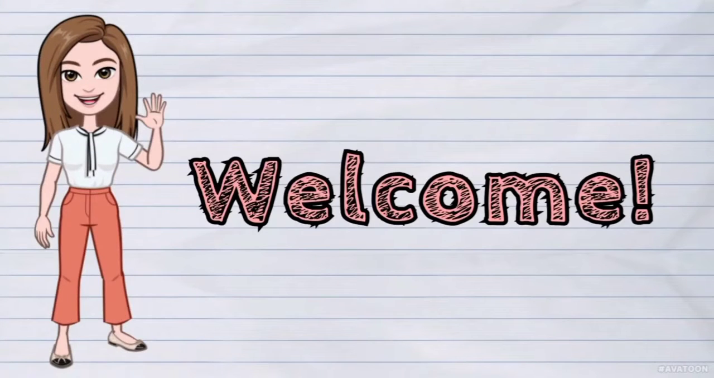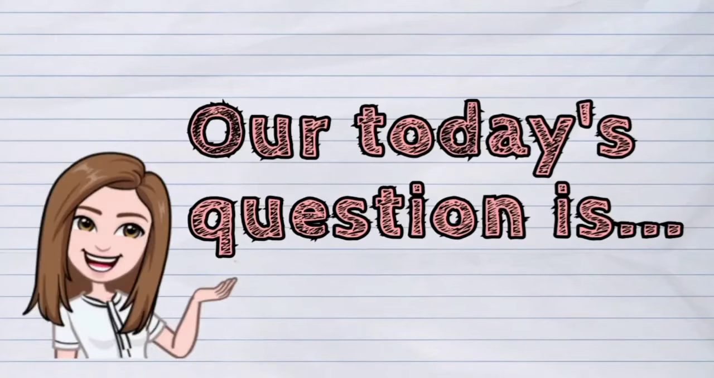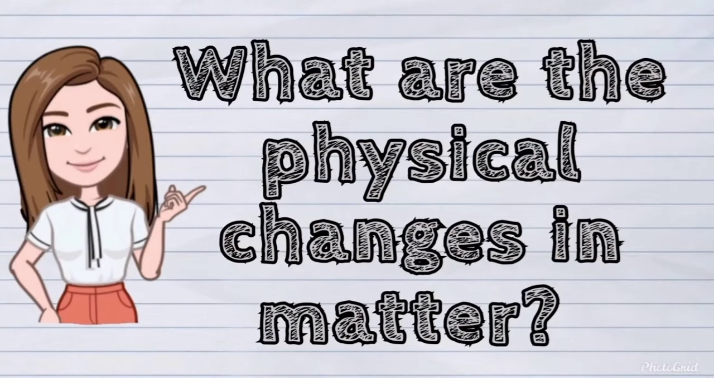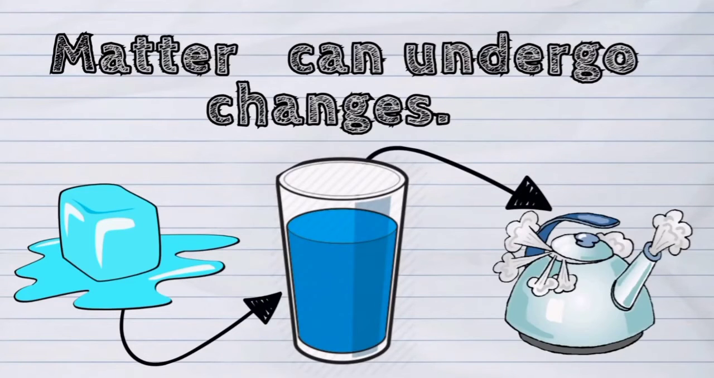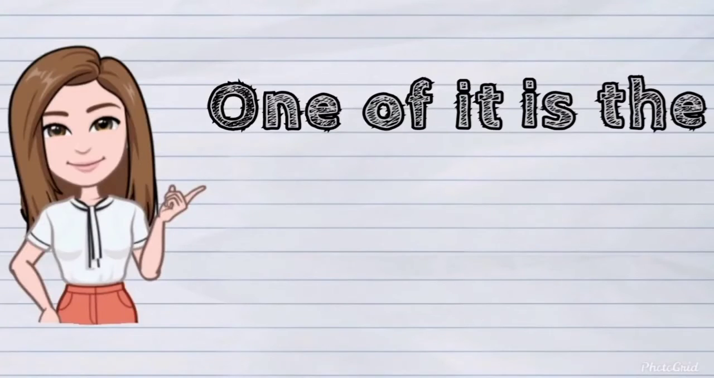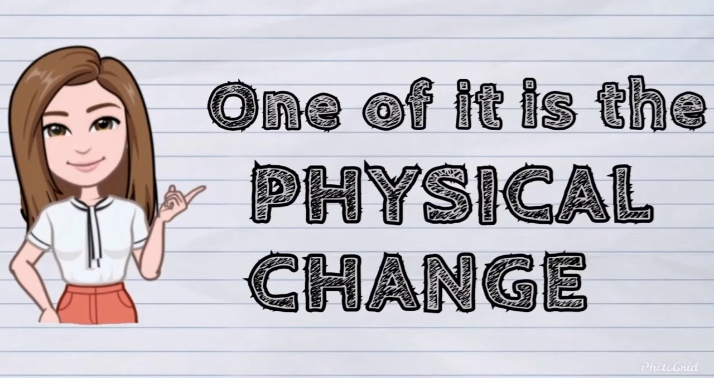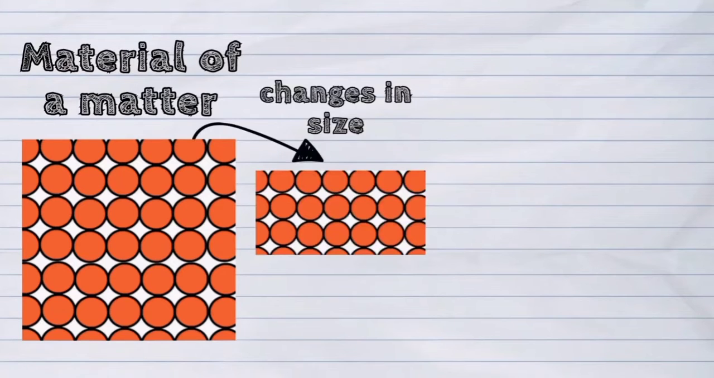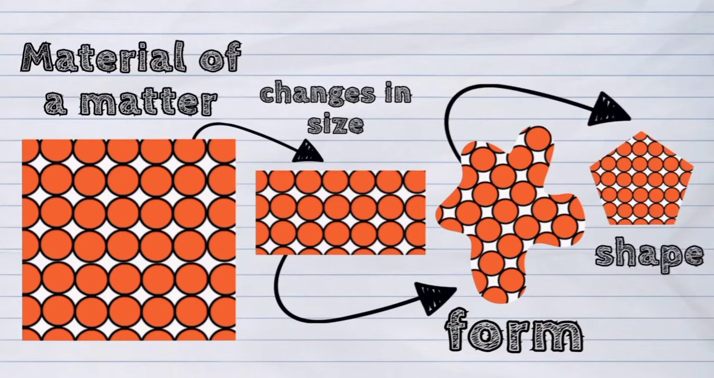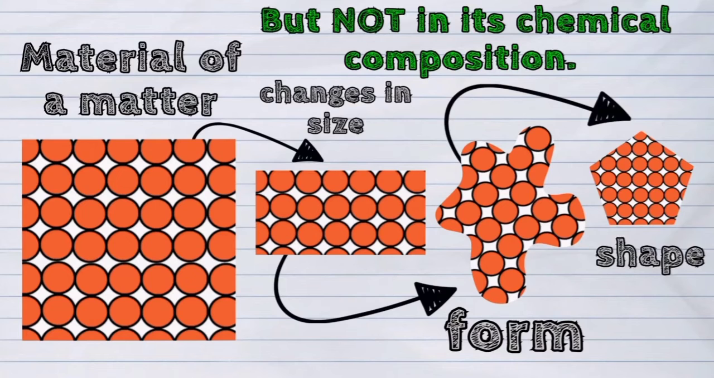Hello everyone! Welcome to I Question PH. Our today's question is, what are the physical changes in matter? Matter can undergo changes. One of them is the physical change. It happens when the material of the matter changes in size, form, or shape, but not in its chemical composition.